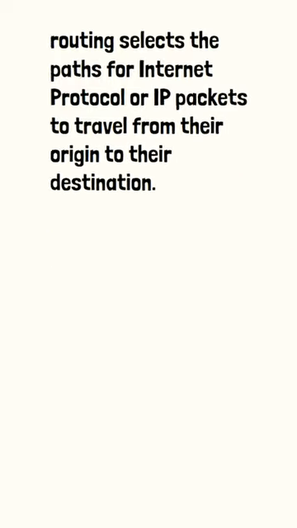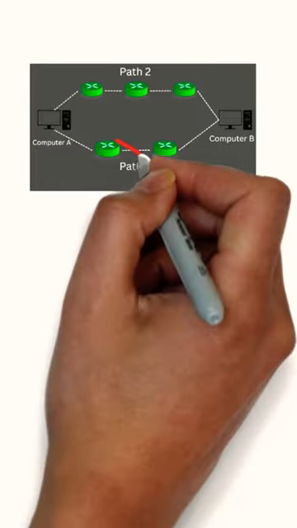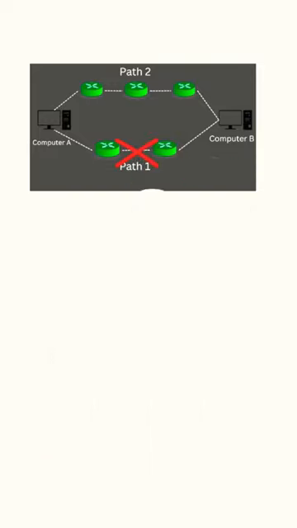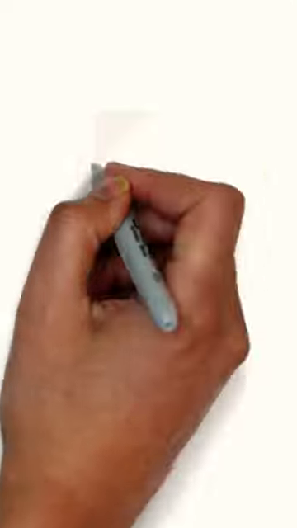See this image. For a data packet to get from computer A to computer B, should it pass through path 1 or path 2? The packet will take a shorter path through path 1, but what if there is congestion in path 1? Then the packet will take path 2. These are the kinds of choices network routers constantly make.